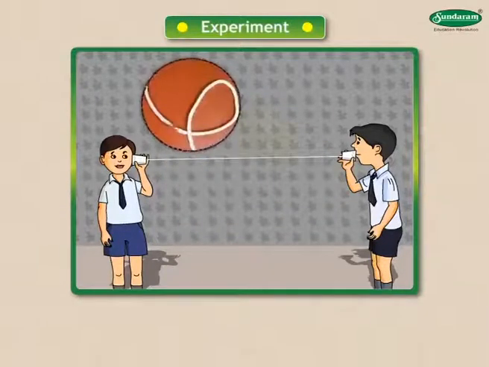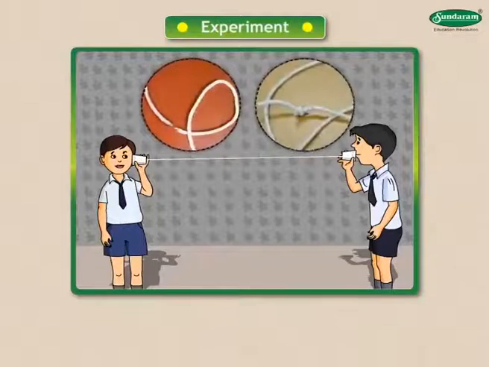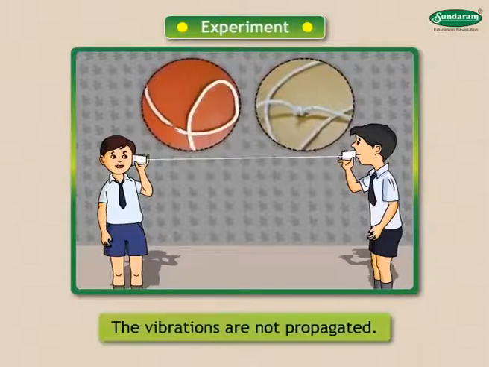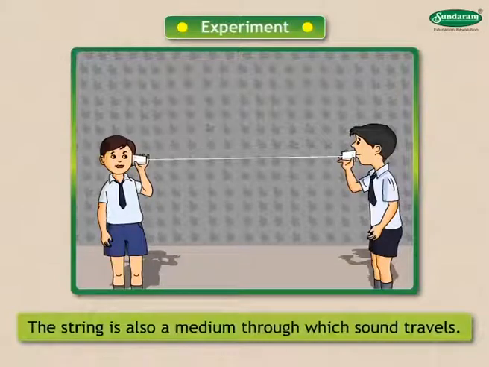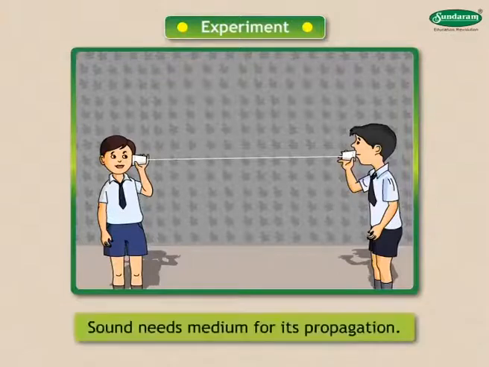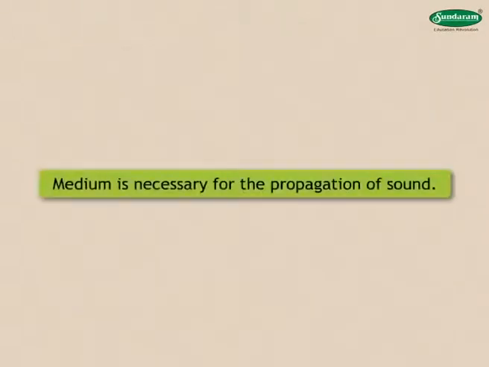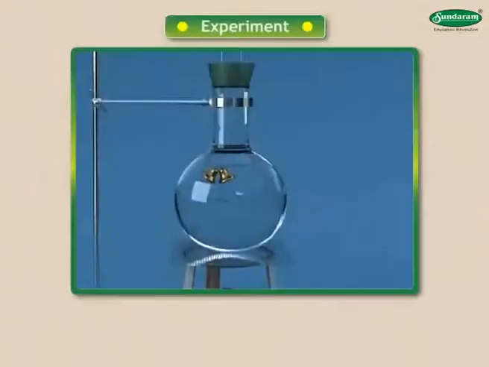If the string breaks and you knot it together, the telephone does not work anymore because the vibrations are not propagated. This tells us that the string is also a medium through which sound travels. Also, sound needs the string or some other medium for its propagation. To verify that a medium is necessary for the propagation of sound, you can easily do this experiment yourself.